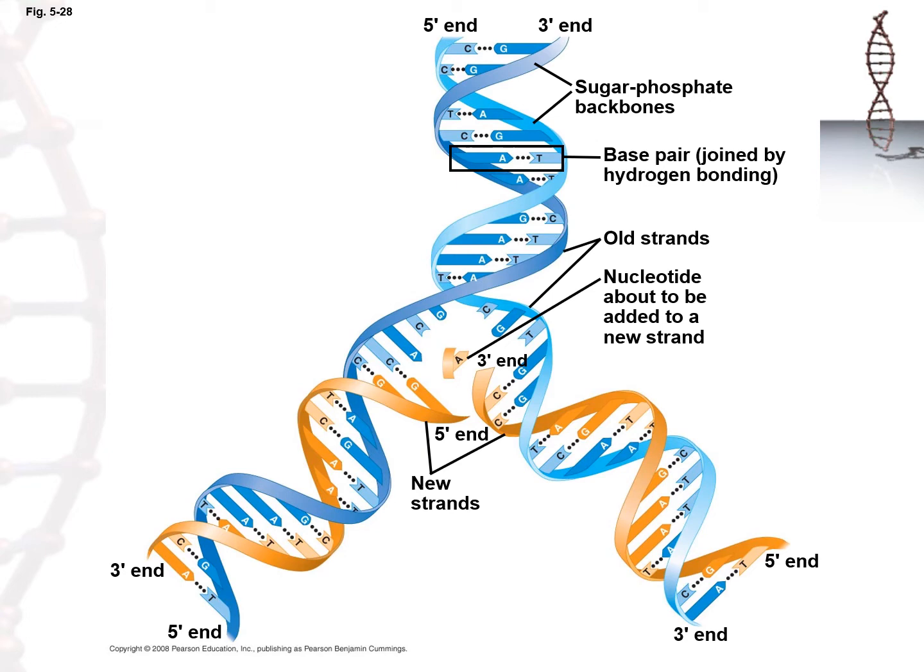Every time a cell has to divide, it has to give the new cell an identical copy of the original DNA. So what happens is the cell takes the DNA double helix, separates the two strands, uses each as a template to build new strands, which are shown in orange in this picture. Then each new cell will get one copy each of the new DNA. So one cell will get an orange and blue hybrid, and another cell will get the other orange and blue hybrid. Those two pieces of DNA are identical to each other.